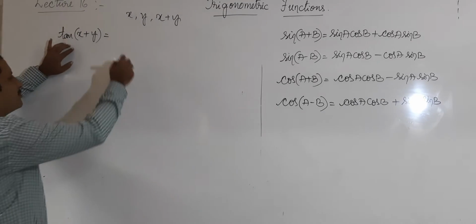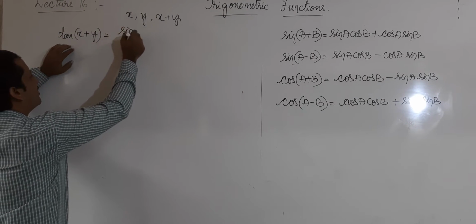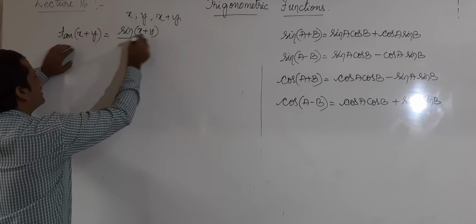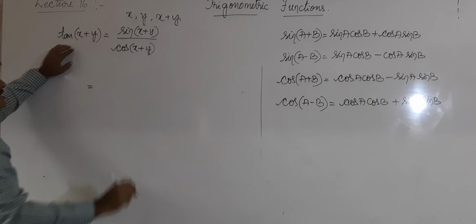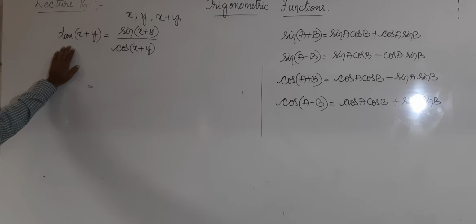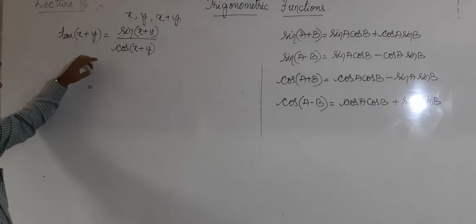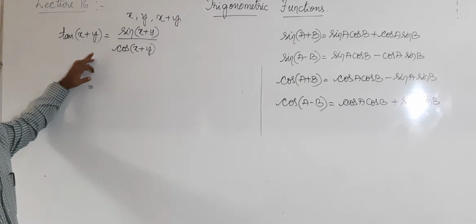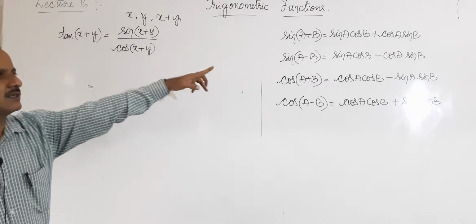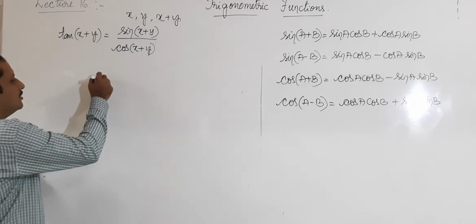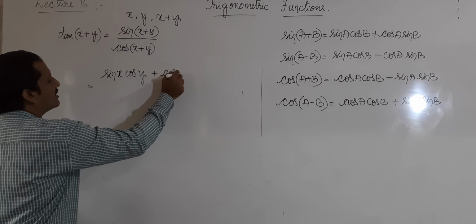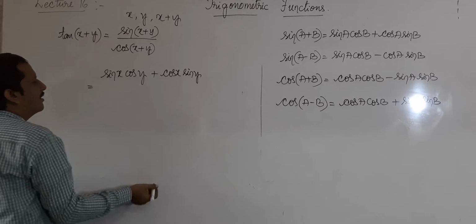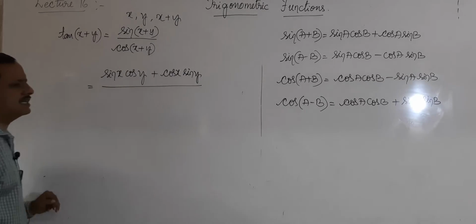Okay. So tan x plus y, tan theta is equal to sin theta by cos theta. In other words, here you can write tan x plus y is equal to sin x plus y divided by cos x plus y. Okay. Now sin x plus y, you know the formula. Sin a plus b is equal to sin a cos b plus cos a sin b. So this will become sin x cos y plus cos x sin y, divided by cos x plus y.